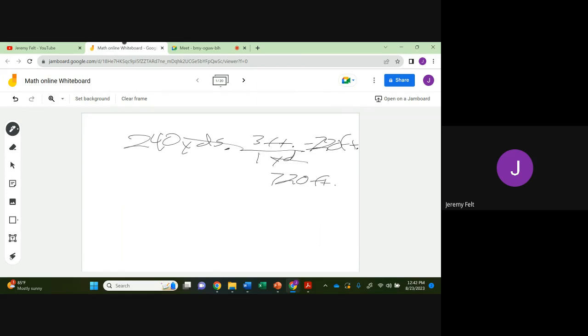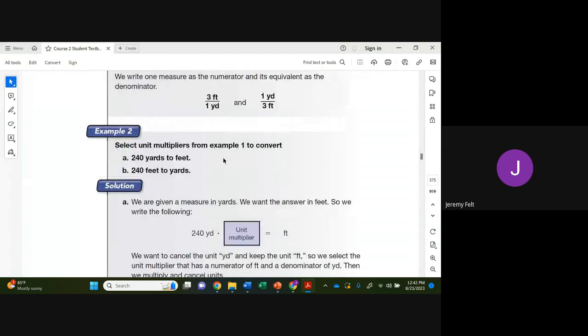Okay. So it depends on what we're trying to end up with and what we're trying to cancel out. The reason I didn't do yards over feet, that would give me square yards over 3 feet, and that would not help me at all. That would make it much more complicated than just writing it out as we originally had it. So we want to get rid of yards, and we want to end up with feet. So that tells us which unit multiplier we use.